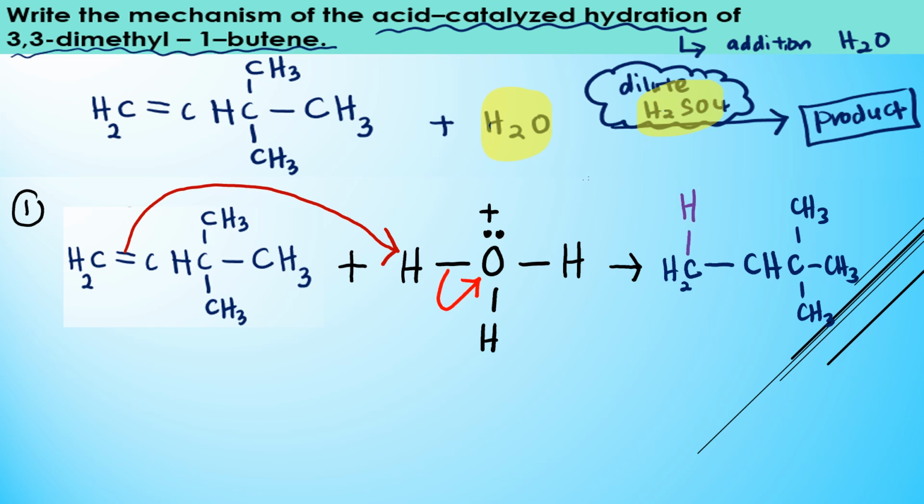If the first carbon is added by the hydrogen, check the second carbon. How many bonds are around it? 3 bonds around it. That's why this carbon is assigned as positively charged, because of insufficient bonding and insufficient electrons. This is called a carbocation. And check: the carbocation formed is a secondary carbocation.